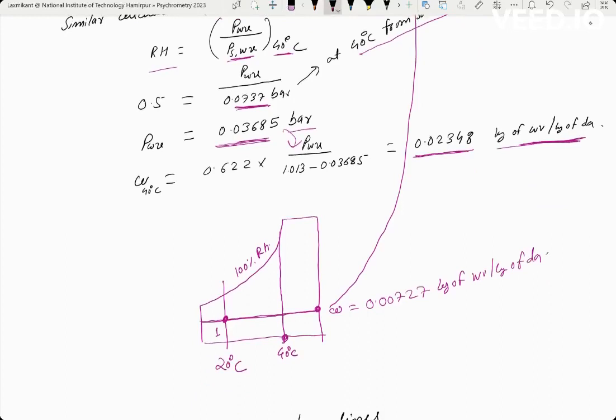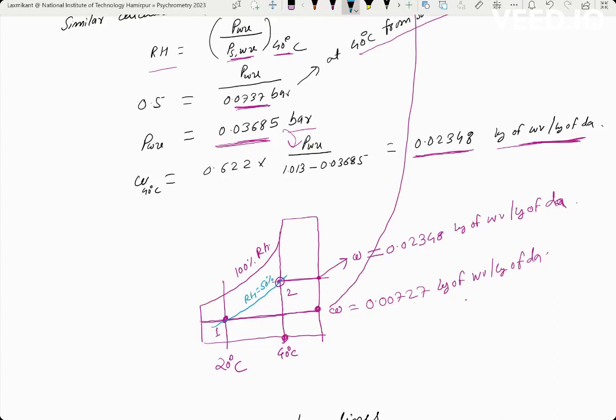Now we will denote this on the y-axis. For example, this point is omega equal to 0.02348 kilogram of water vapor per kg of dry air. So this is the other intersection point we get. This is point 2. We will connect these two points with a curve. By hand we are connecting these two points, and this is the relative humidity equal to 50% line.